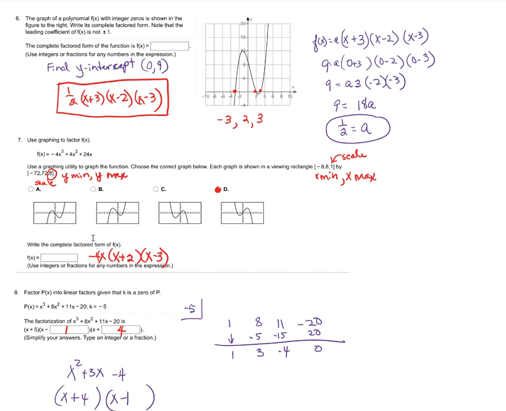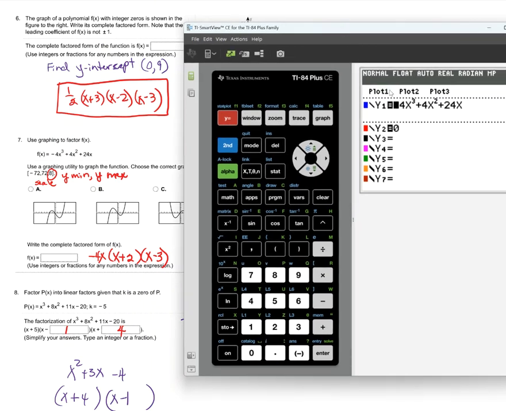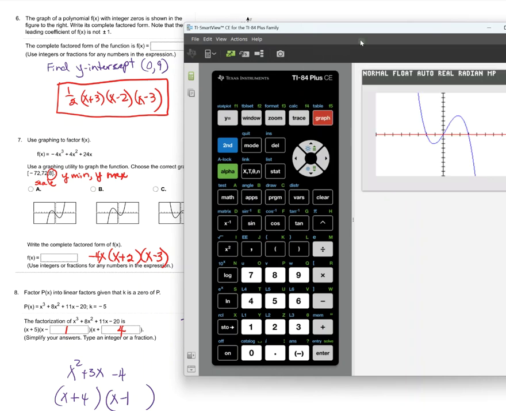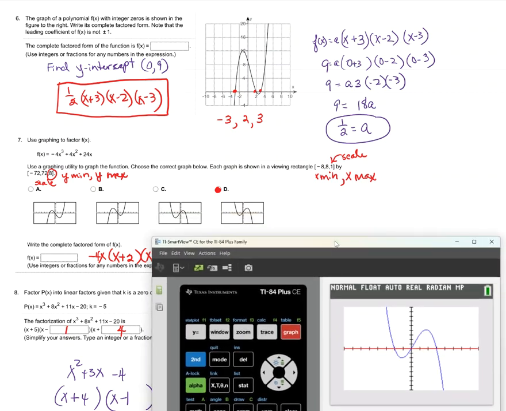Write the complete factored form. How do we do that? Let's go look at the calculator for this one. Okay, I have put this one in the calculator, and I put that in y1. I have 0 in y2. And then the window, I'll show you the window. I put in what that said, the negative 8, 8, scale of 1, negative 72, 72, and a scale of 8. And then when we hit graph, we do get D that looks like that.